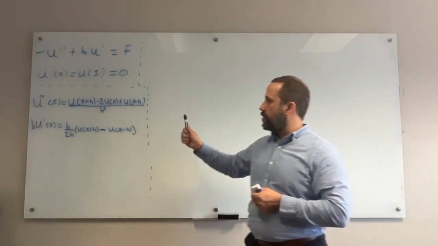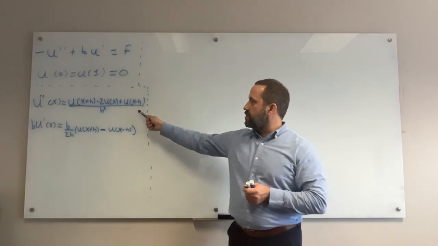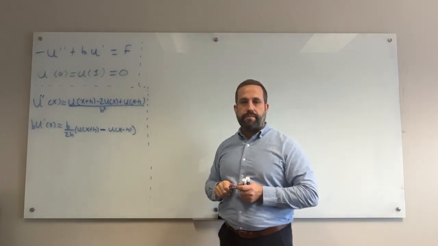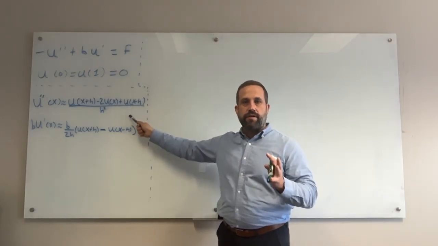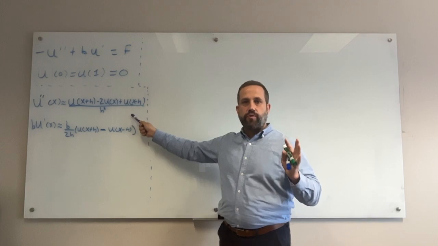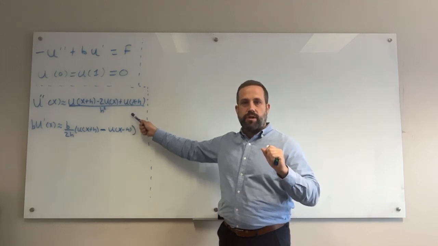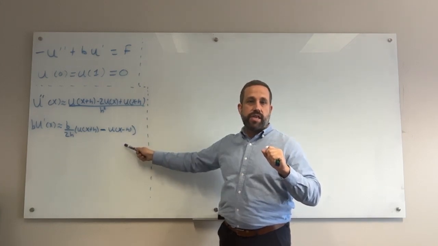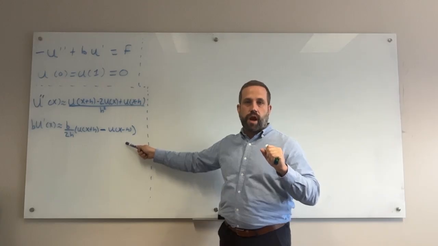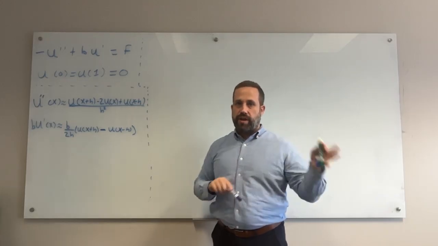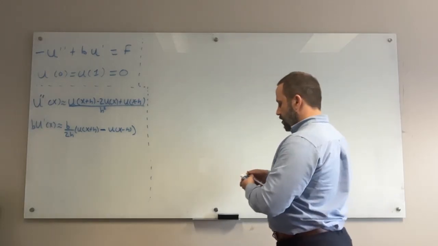So I have the two different approximation schemes. This is just the standard central second order derivative approximation that we used in the previous video, and this is the central first derivative approximation that we derived 2 videos ago. So how does this work on the grid?